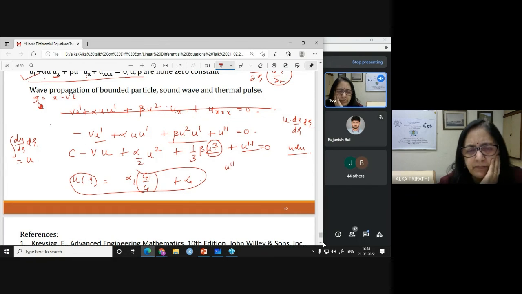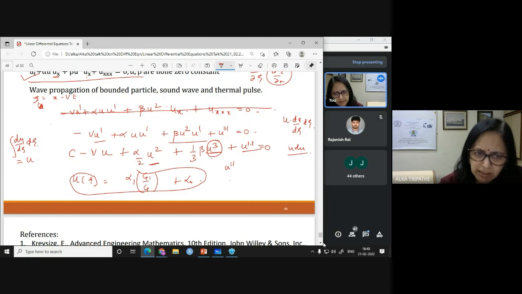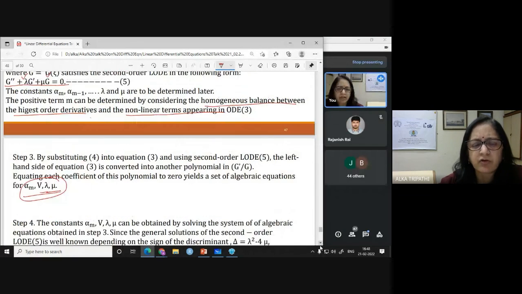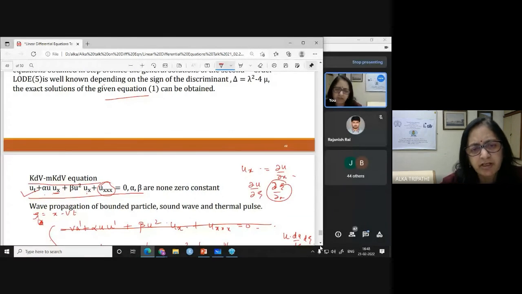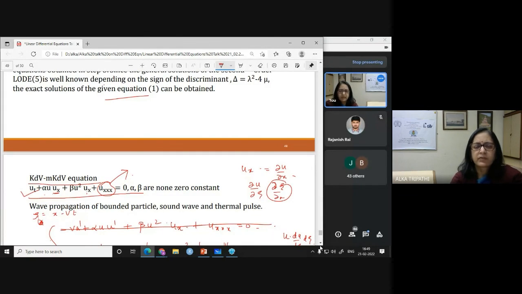Find u double dash, u triple dash, u cube, u square, substitute in this equation, and then get the values of v, alpha, beta and so on. You can solve it very easily. But in this equation, you have only up to the third order derivative. If it is more than that, it naturally becomes a bit difficult manually. Then you can use the software Maple or other software and get the values. So this is all for today's talk.